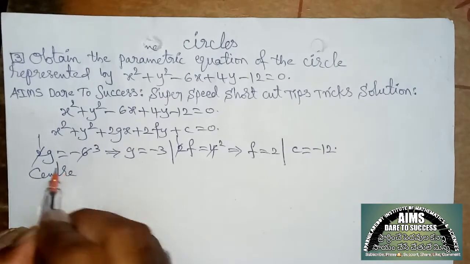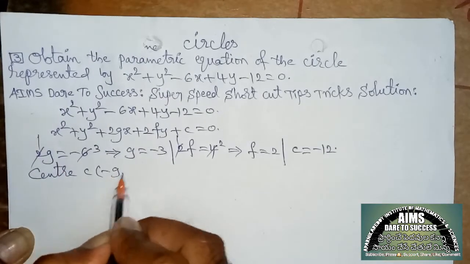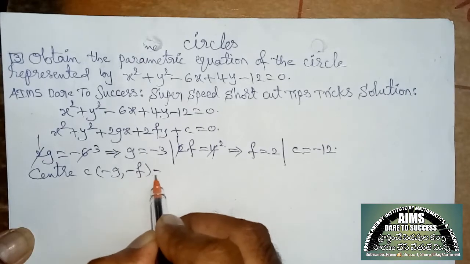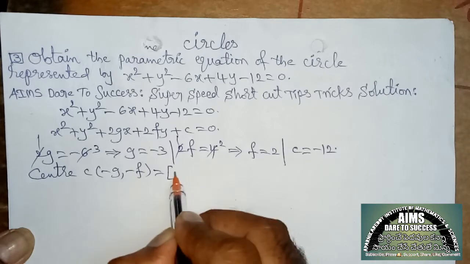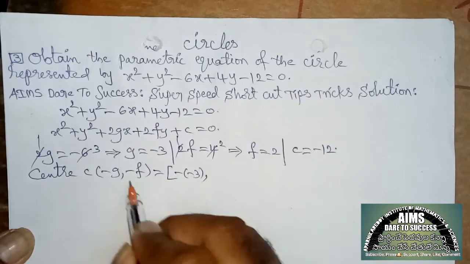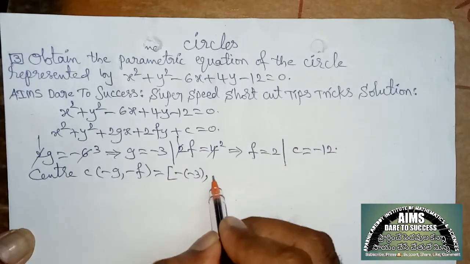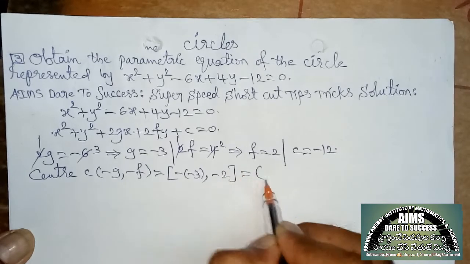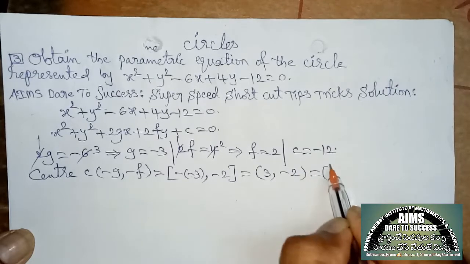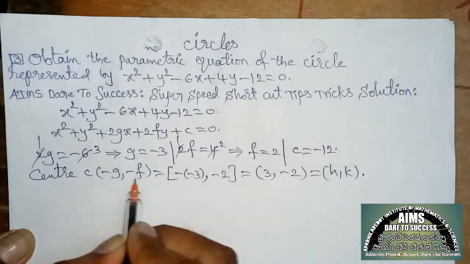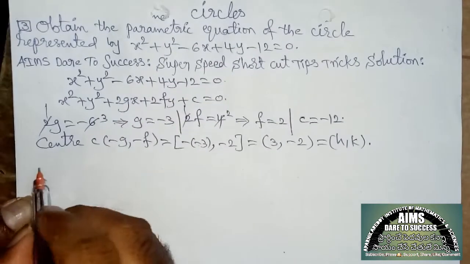Next, now I am finding the center. The center of the circle is (−g, −f). Here the g value is −3, so −g is minus of minus 3, and the f value is 2, so −f is −2. Simplification, we get minus of minus is plus 3, comma −2. Let it be taken as (h, k), the center of the given circle.